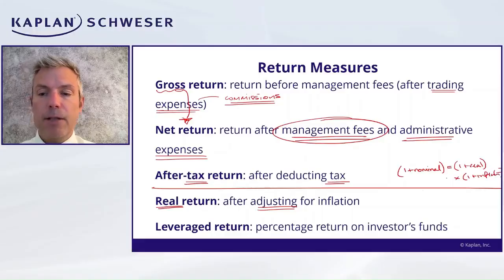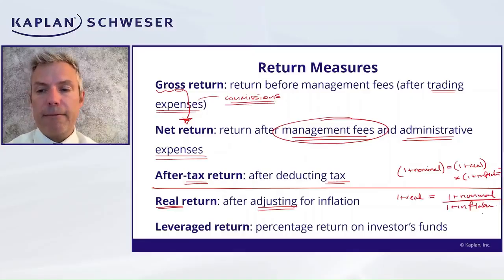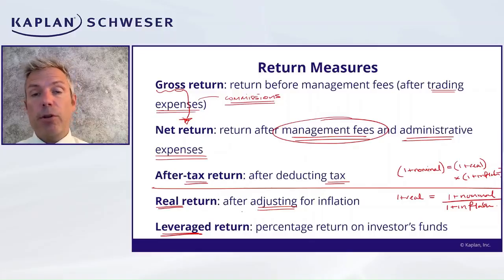In other words, if you adjust for that, then 1 plus your real return is going to be 1 plus your nominal return divided through by 1 plus inflation. That's technically what you should do there. You can get away with just subtracting inflation from the nominal return as an approximation when you've got small numbers. Also, we might be using leverage in our portfolio or in our investment. If you are, then you're going to think about what your return is on the dollars that you've put up, the money that you've put up, rather than the return on the underlying assets. And that's referred to as your leveraged return, the percentage return on investors' funds.